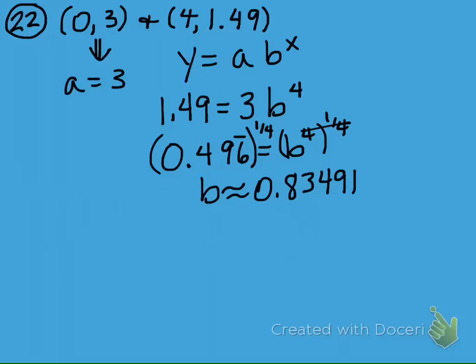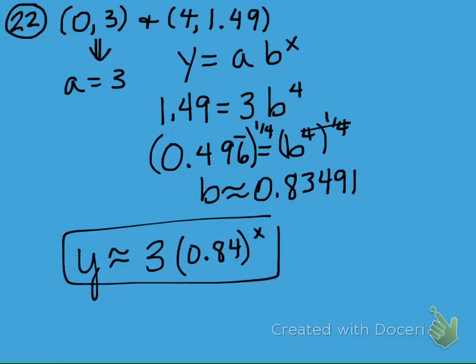0.83491. So that gives us a final equation here of y is approximately, and you can use the approximate symbol even when you're writing an equation like this because of the fact that we had a lot of decimals going on in this problem that would affect our accuracy. So that saves you from swearing that it's equal by putting the equal sign. So we put our 3 for a, and then we'll round our base to 0.84. Stick an x on it, and we're done with this video.